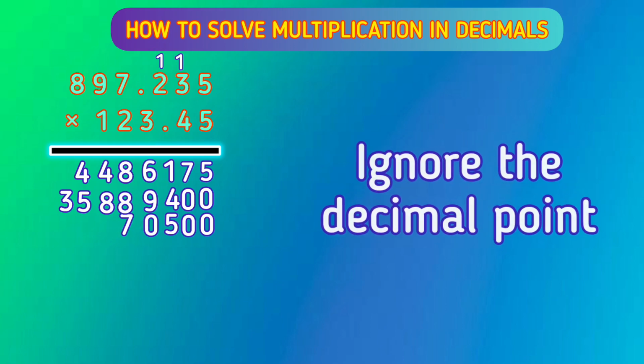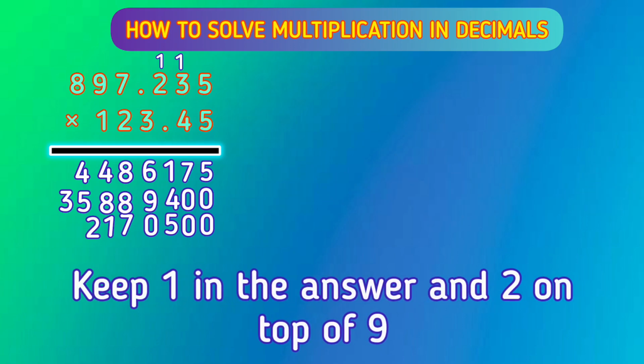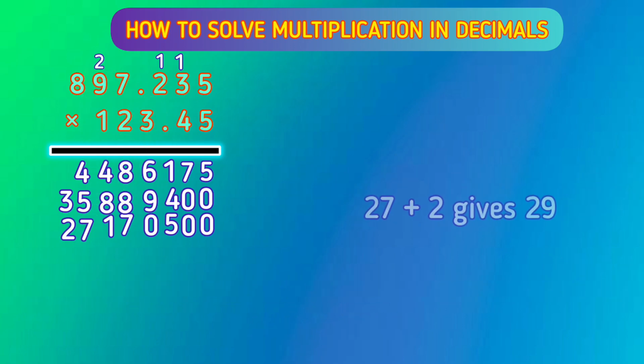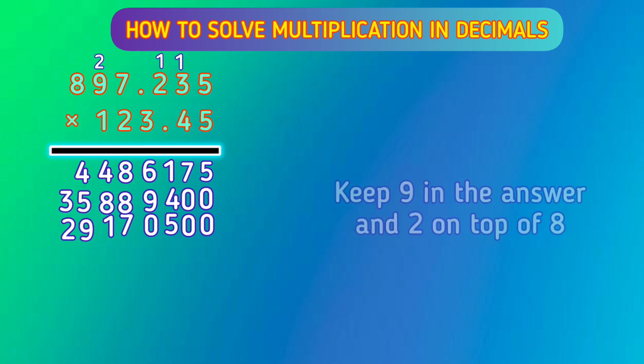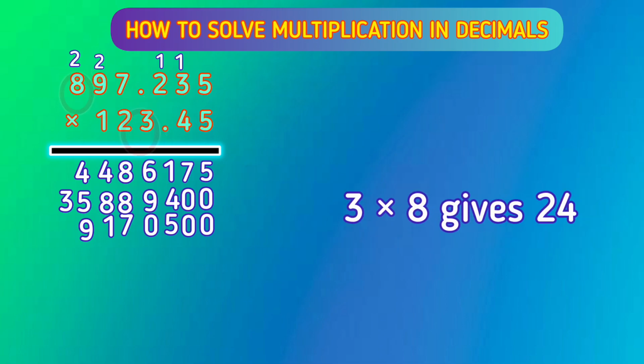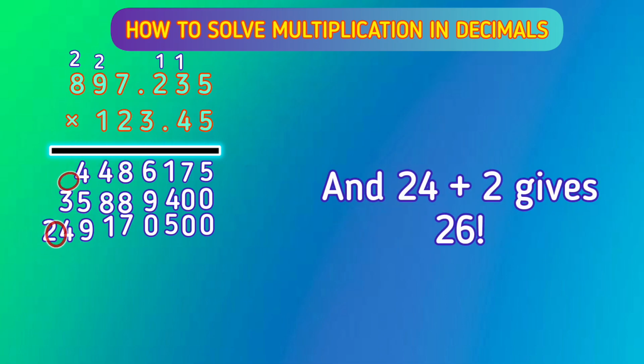Ignore the decimal point. 3 into 7 gives 21. Keep 1 in the answer and 2 on top of 9. 3 into 9 gives 27. 27 plus 2 gives 29. Keep 9 in the answer and 2 on top of 8. 3 into 8 gives 24 and 24 plus 2 gives 26.